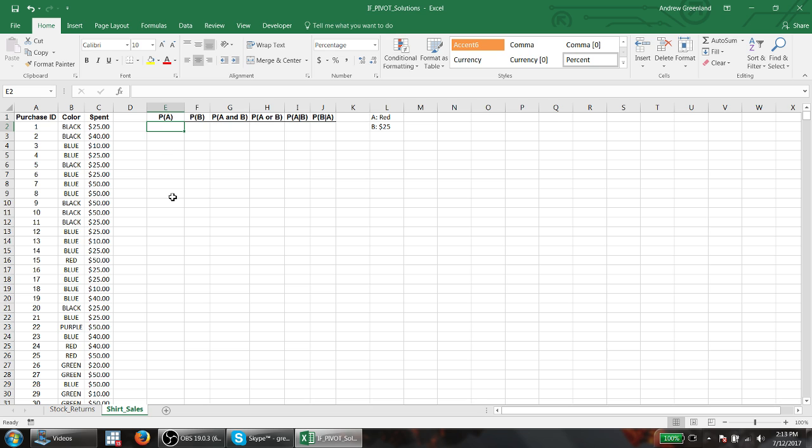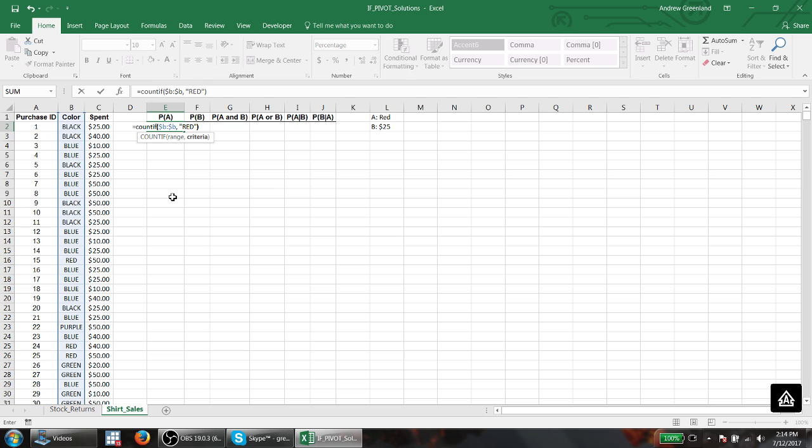Now, in the last video, I showed you how to use the COUNTIF function in order to calculate probabilities. And we could do that same thing here. So how would we calculate the probability of event A occurring, that is, of a red shirt? Well, we could simply say how many red shirts are there and divide that by the number of purchasers we've observed. So I can say COUNTIF $A to $A, $B to $B. If anybody in column B matches the criteria red, count it.